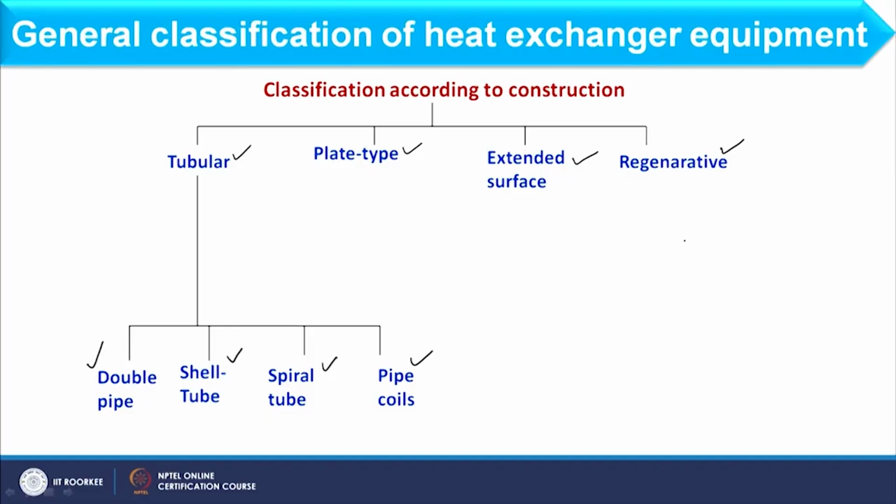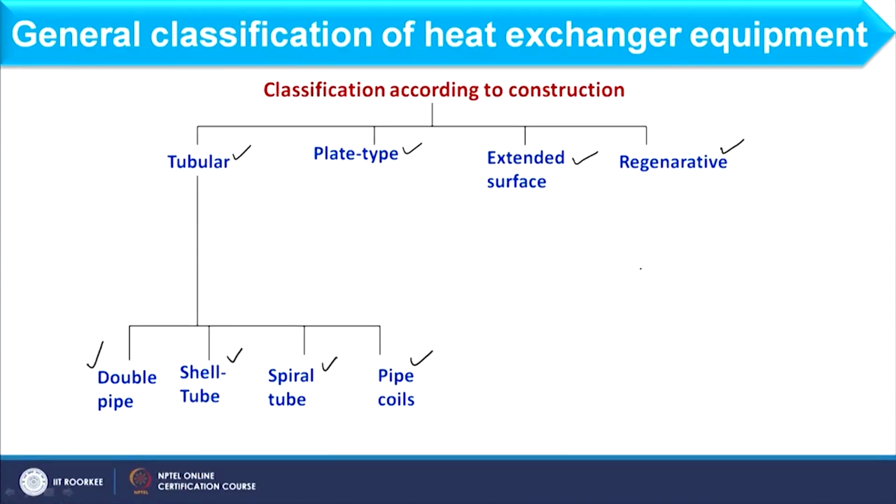So, these number of tubes are available in a definite pattern in this shell and tube heat exchanger, inside the shell, and it has a definite structure. It is not only shell and tube, there are different assemblies which are installed in this exchanger, which we will discuss in detail. Okay. Now, next is spiral tube.